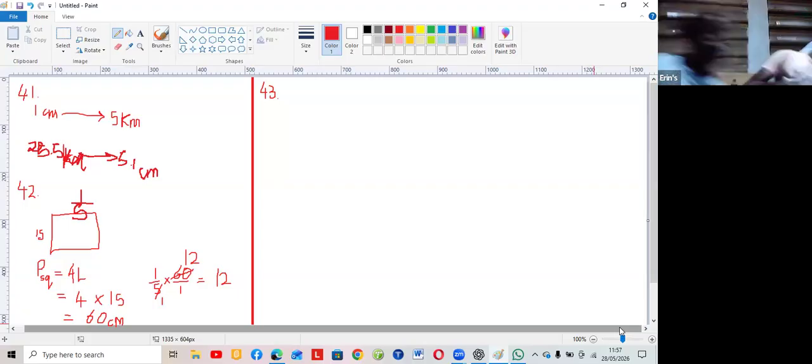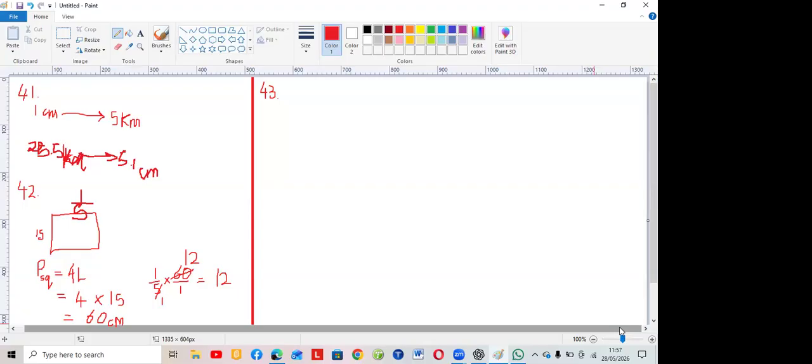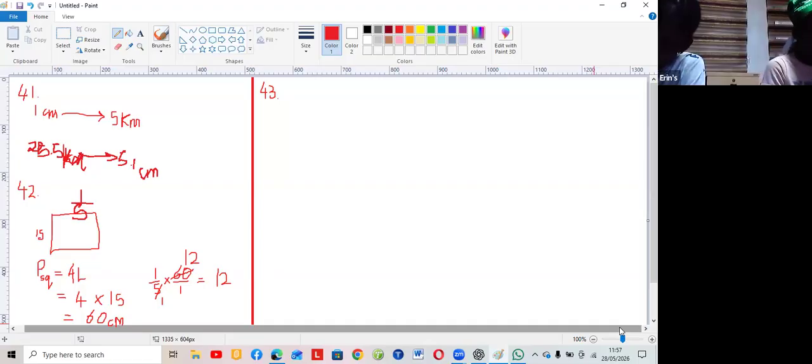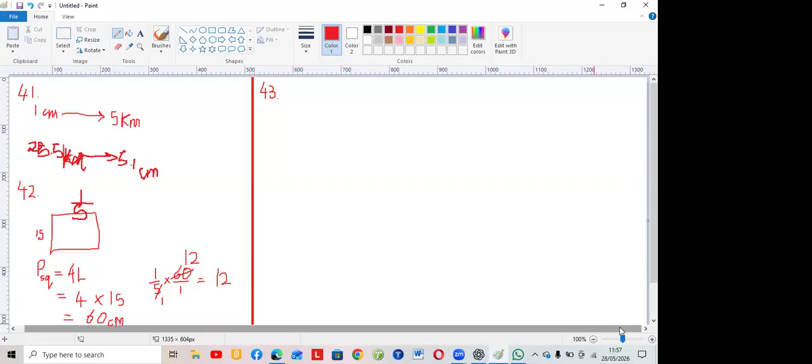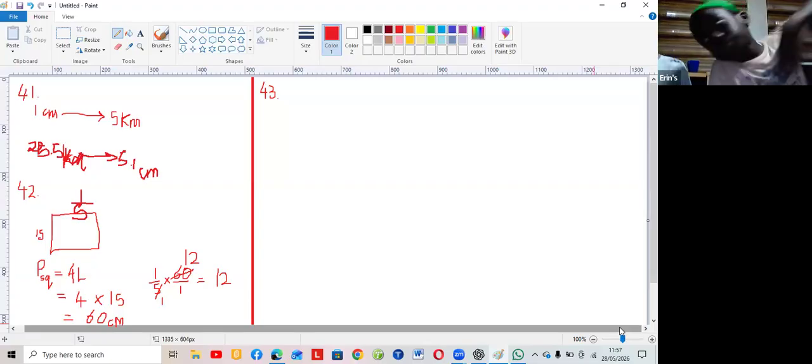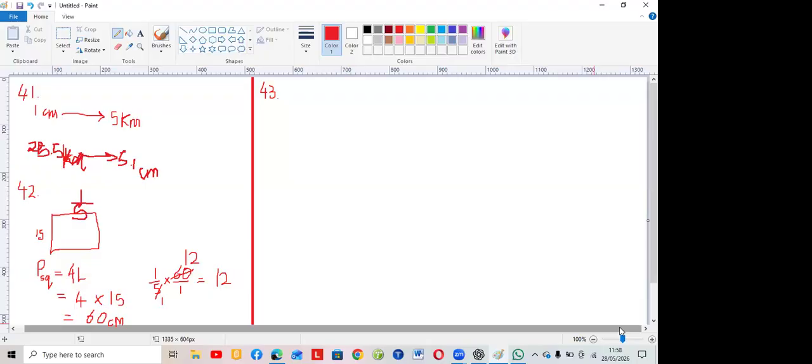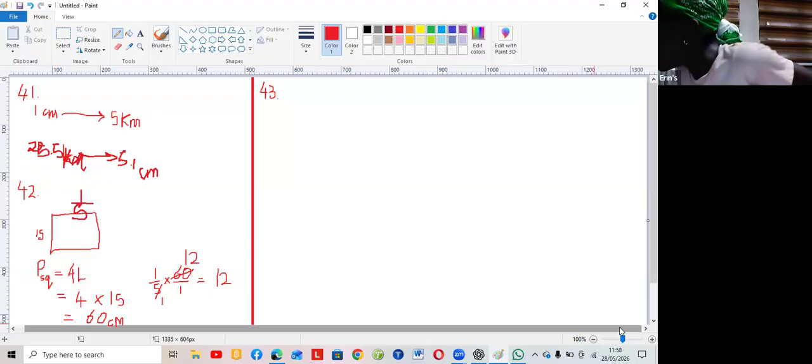Favor, please continue reading. Number 43. It says, what is the 4 centuries ago? Centuries, not countries. What year was it 4 centuries ago?